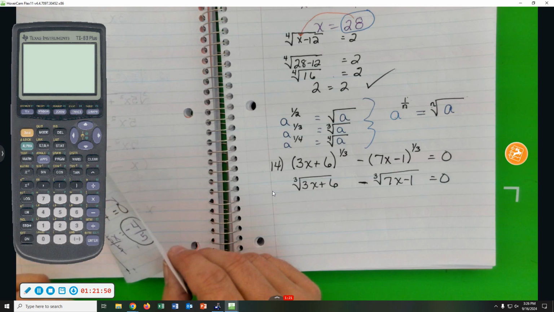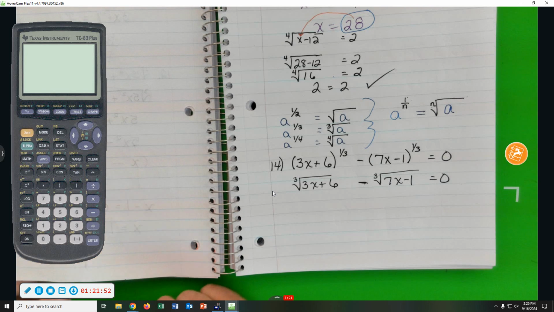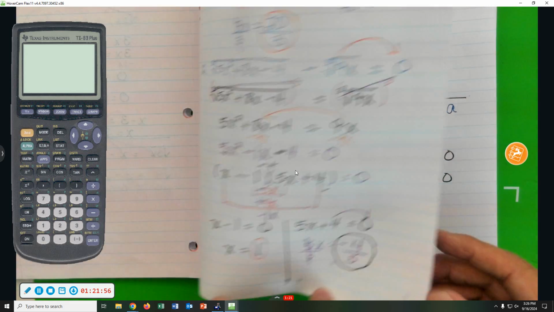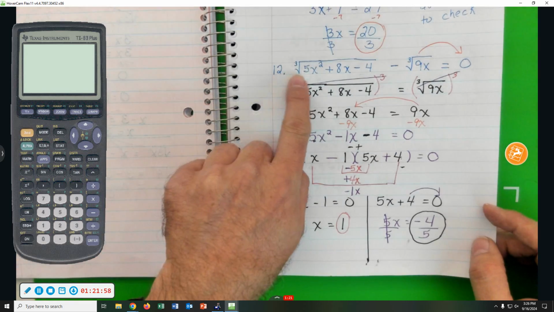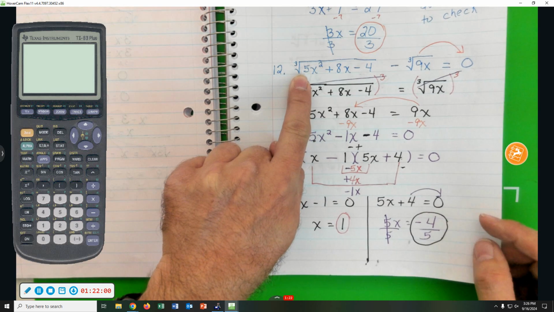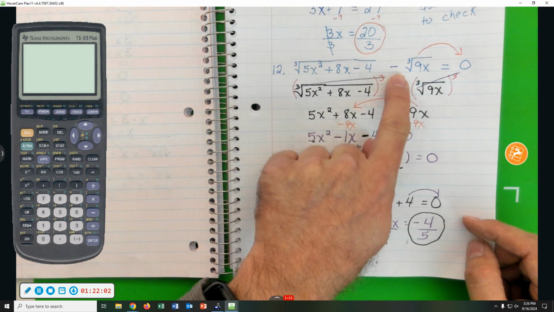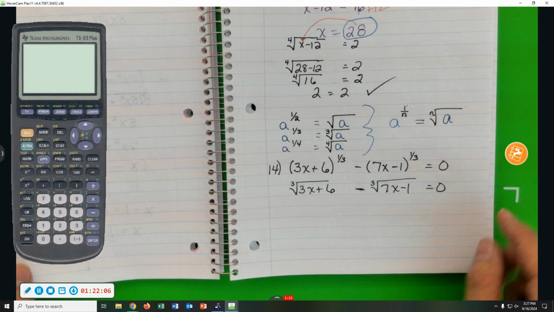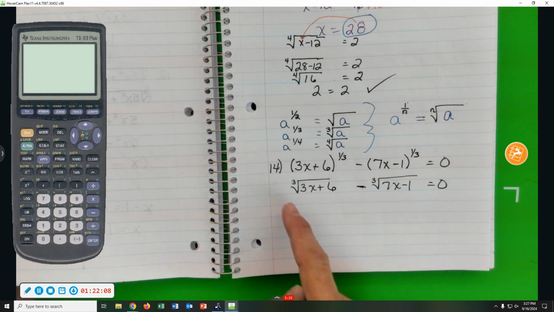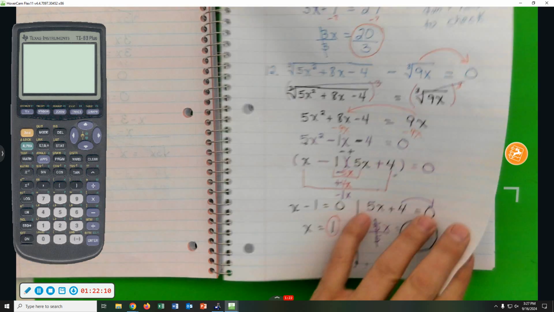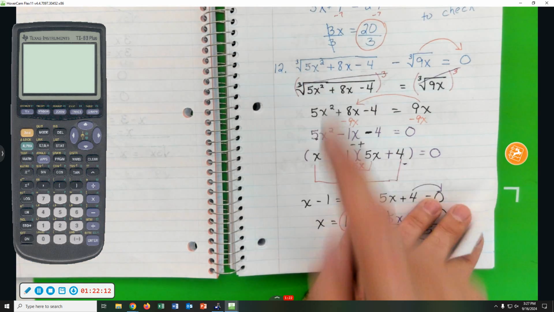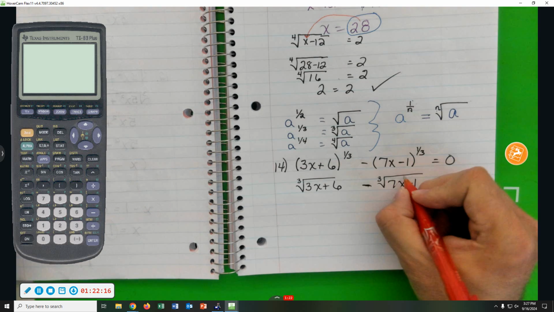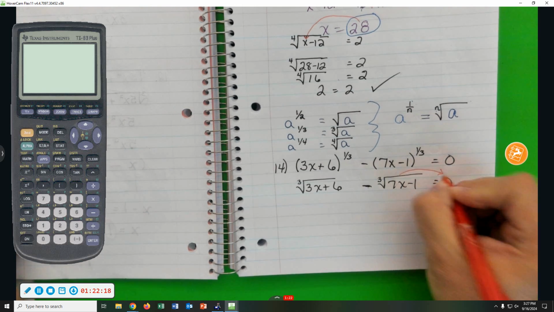Isolate the radical. What's the sensible thing to do? Move the second one over, just like this one here. Number 12, it's the same type of problem: cube root minus cube root equals 0. That's what this one is. In fact, this one's a little bit nicer because we don't have any exponents, unlike number 12. So, first thing we do, move this over.